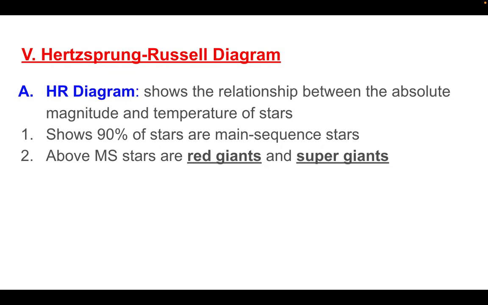Okay, so one more thing I'm going to discuss is the Hertzsprung-Russell diagram, or the HR diagram. And what it does is it shows the relationship between brightness, in this case absolute magnitude, and the temperature of the stars. And when you graph out stars according to their brightness and their temperature, it shows that most of the stars that are in the solar system belong in an area called the main sequence stars. They're just average stars. And anything above main sequence stars is where you find your red giants and your supergiants.